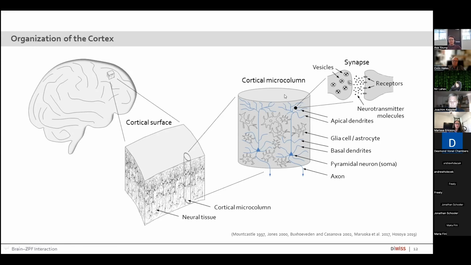So in summary, the cortical surface consists of a vast number of these microcolumns, actually with very little variation in size across all the species. And a typical diameter of these microcolumns is in the range of 30 micrometers.